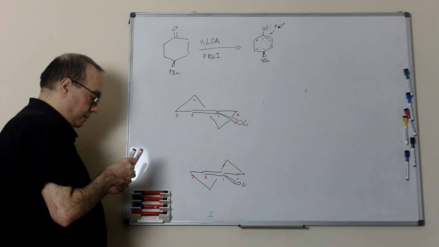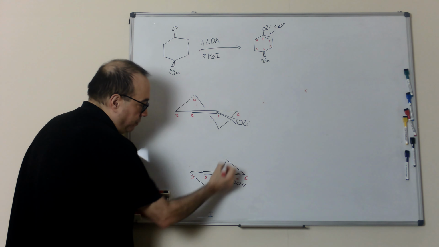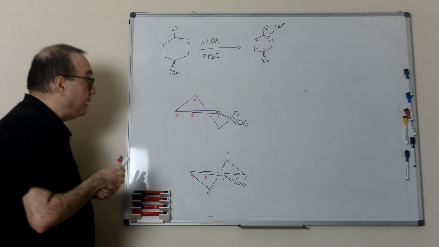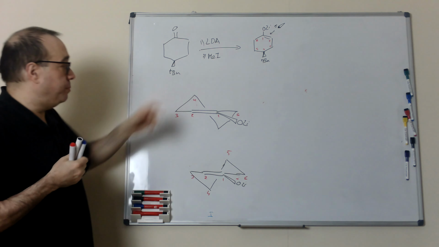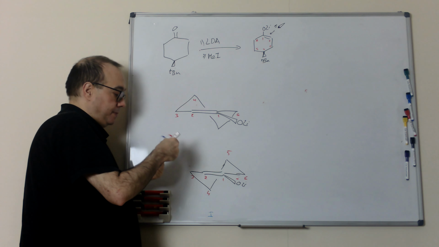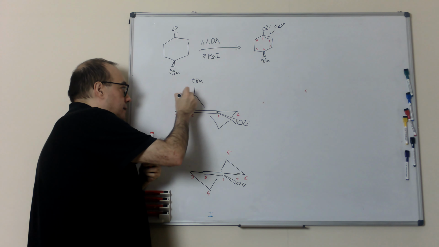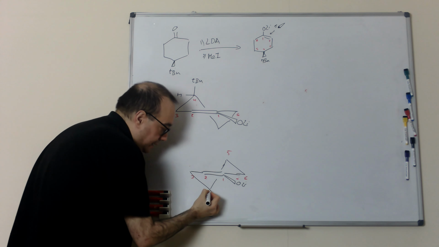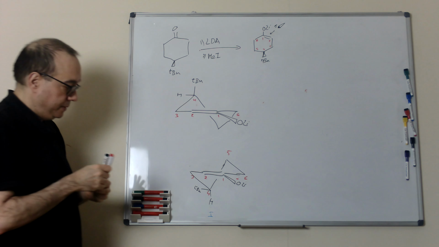okay, 4, 5. And now the only thing that I need is to locate this terbutyl in the position. If this terbutyl is up, okay, the terbutyl in this case will be here, here will be the hydrogen, in this case the terbutyl will be here, and here will be the hydrogen.